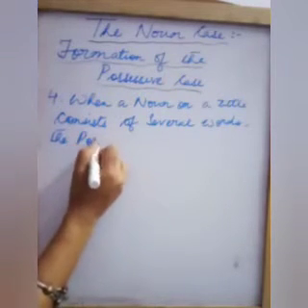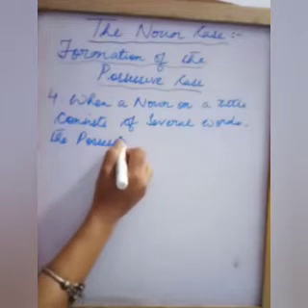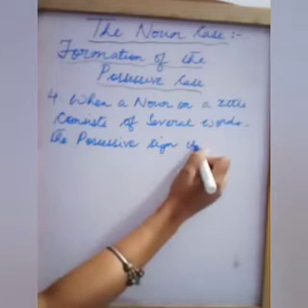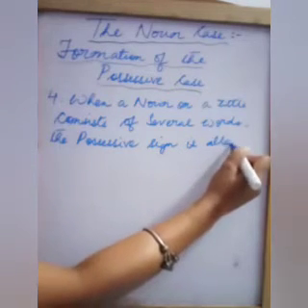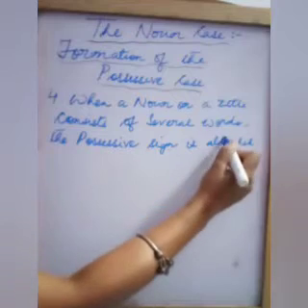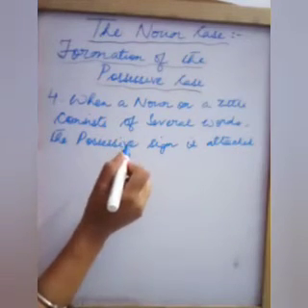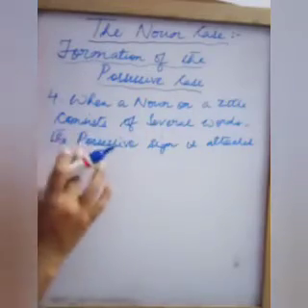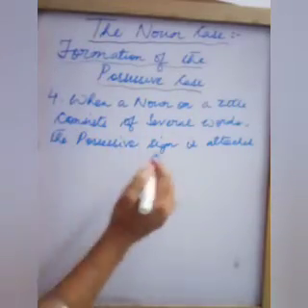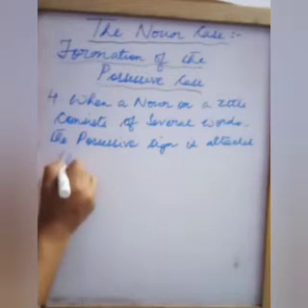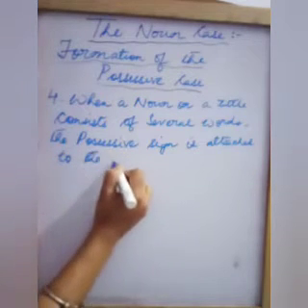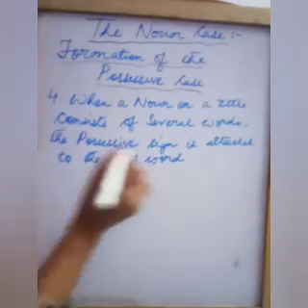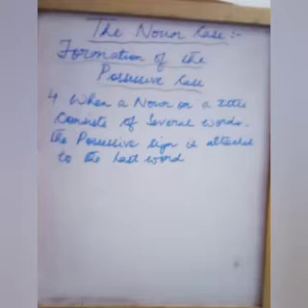The possessive sign is attached where? Only to the last word. If it is a title which consists of several words, alright, it is attached only to the last word. Now let's see an example.